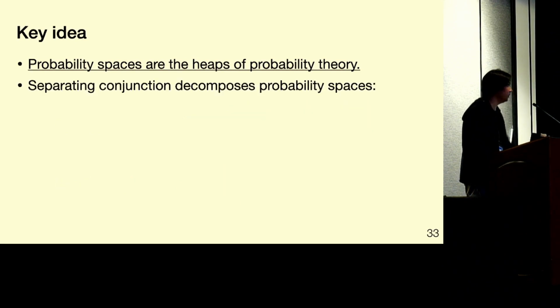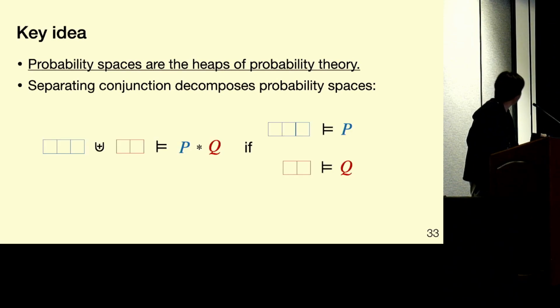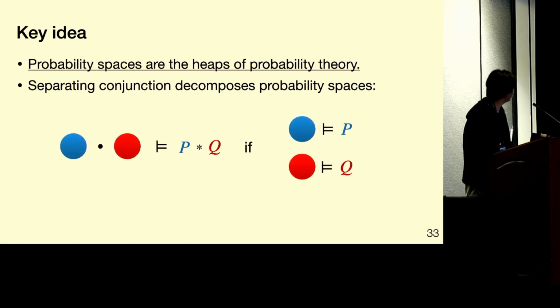Also, as you might expect, this independent combination then becomes the interpretation of separating conjunction. Right, so in ordinary separation logic, a heap satisfies a separating conjunction if you can split it into two parts that individually satisfy the conjuncts. Well, in Lilac, it's exactly the same. It's just that we replace the heaps with probability spaces, and we replace the disjoint union with separating conjunction.